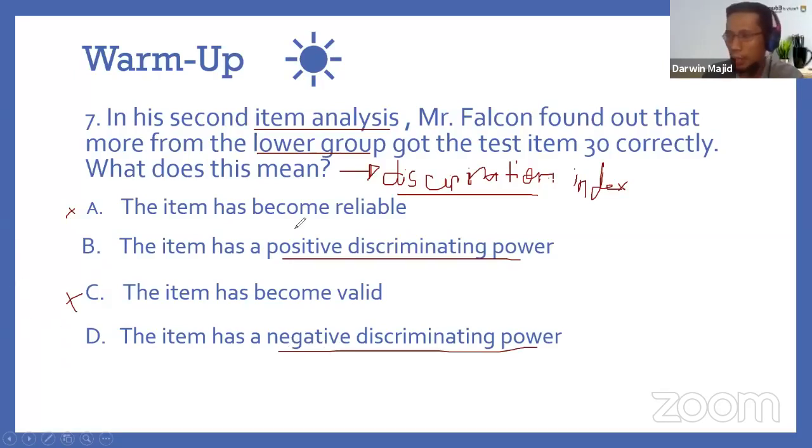Now, the correct answer is, let us look at the conditions stated. Mr. Falcon found out that more from the lower group got it correct. Now, when we talk about discrimination, we are primarily focusing on those that perform very well. Now, if the items would show that the lower group performs better, item analysis po, di ba? Ina-arrange natin yung scores, then we get the upper group and lower group, upper 27% and lower 27%. Right? Can you remember that one? Sino po nakagawa nun?